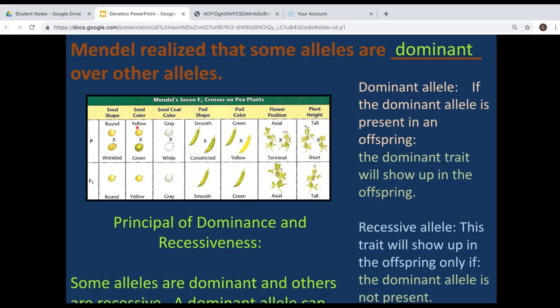And we're going to talk about what this is called, but if you have two of the same allele, that's called homozygous. So you either have two dominant alleles, homozygous dominant, or two recessive alleles, homozygous recessive. If you have two different alleles, so you have a dominant and a recessive allele, that's called heterozygous. Those are going to be two vocabulary words.